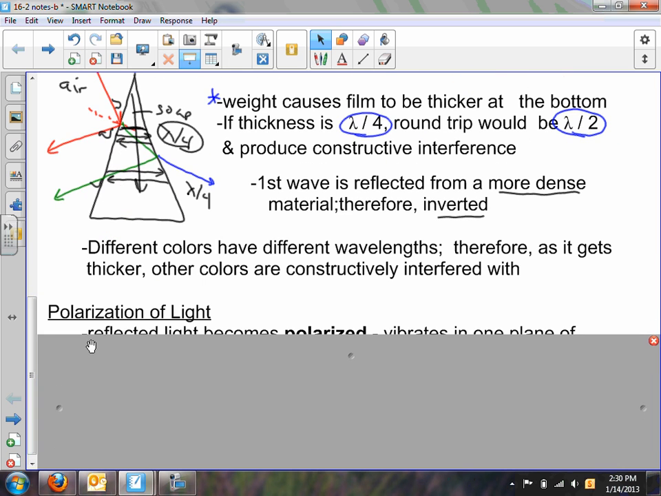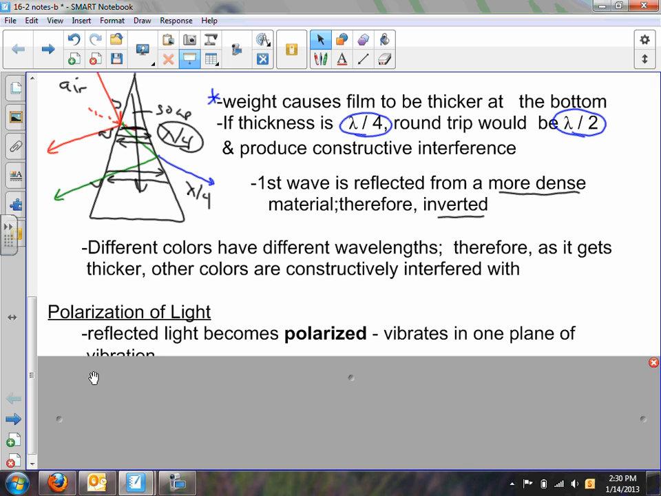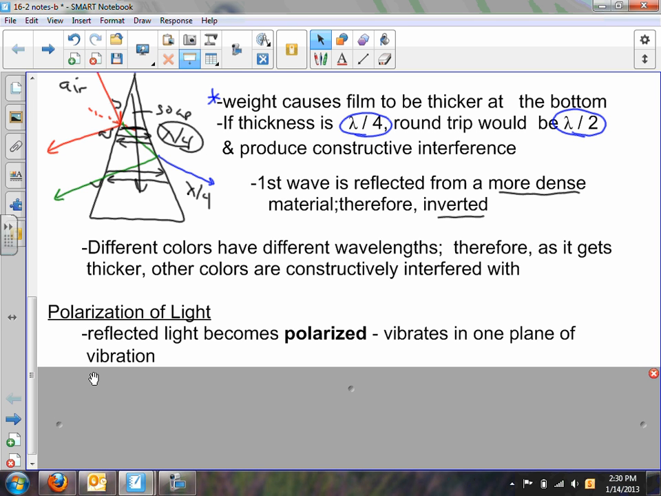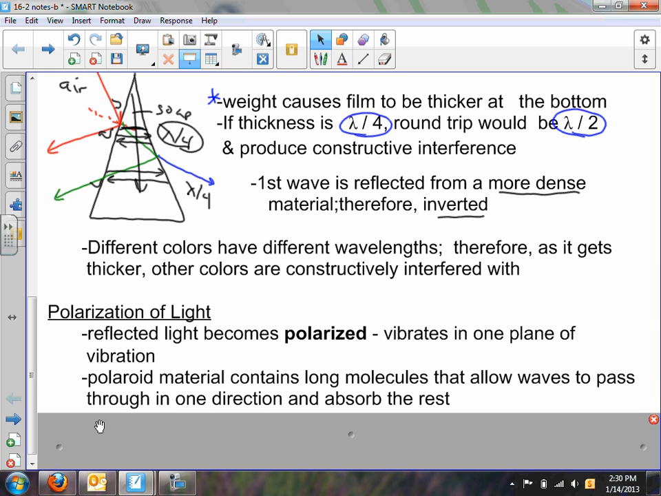As far as polarization of light goes, anytime light is reflected, it becomes polarized. And polarized simply means it vibrates in one plane of vibration. A Polaroid material, then, is something that contains long molecules that allow waves to pass through only in one direction and absorbs the rest.